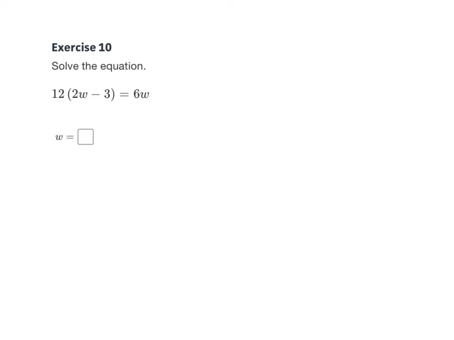Alright guys, on number 10 we're going to do some distribution. Let me write this out over here. I've got 12 times 2w minus 3 equals 6w. So we're going to start with distributing. 12 times 2w is 24w. 12 times negative 3 is going to be negative 36 equals 6w.